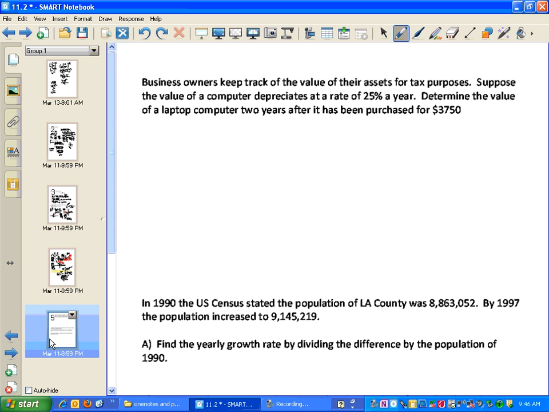All right, so business owners keep track of the value of their assets for tax purposes. Suppose the value of a computer depreciates, so is that a growth or a decay? Okay, at a rate of 25%. What's my rate going to be then? Am I going to use in my problem? 0.25. Remember, you're moving your decimal point 2 places to the left. Determine the value of the laptop 2 years, therefore my time is 2, after it's been purchased, which says my beginning amount is 3750. So what formula am I going to use if I want a decay?